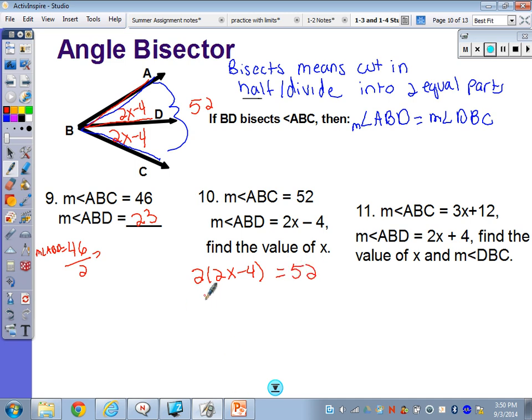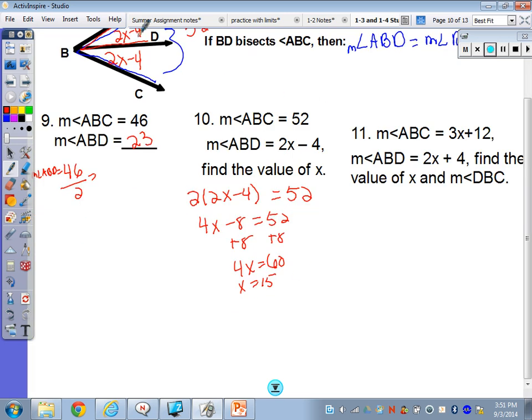Then you'd have to distribute again, and then add the 8 to both sides, and you get 4x is equal to 60. And then if you divide, you get x to be 15. The other way you could do it is you can take 52 and divide it by 2 to get that each angle is 26, and then you can set 2x minus 4 equal to 26. And again, if you solve this, you get x to be 15.